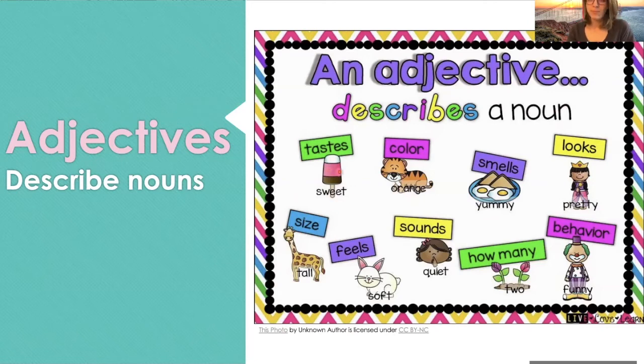So a sweet popsicle, popsicle is the noun. An orange cat, cat is the noun. Orange describes the word cat, so it's an adjective. Tall is an adjective. Soft is an adjective. Quiet is an adjective. Two is an adjective. It describes how many there are. And funny is an adjective.